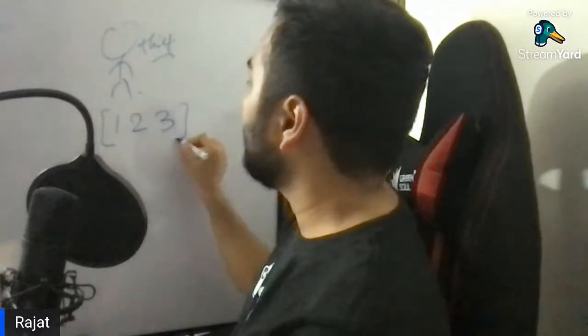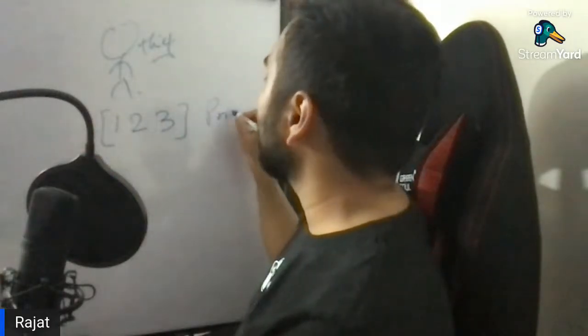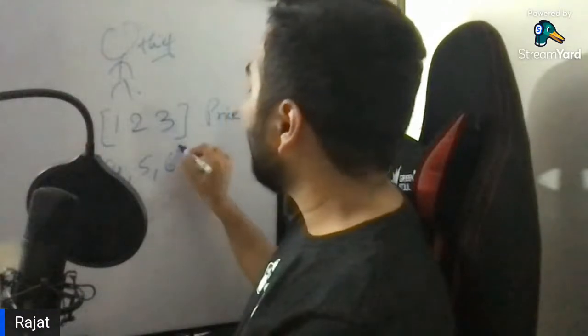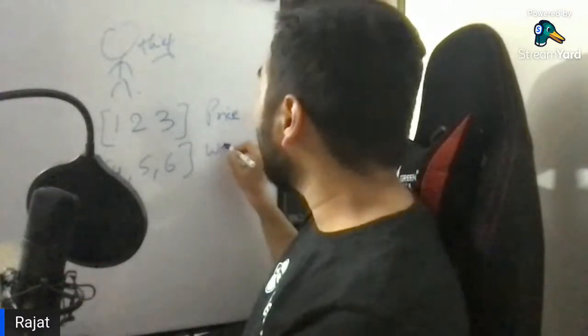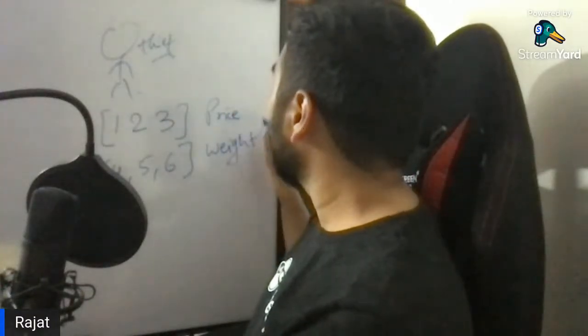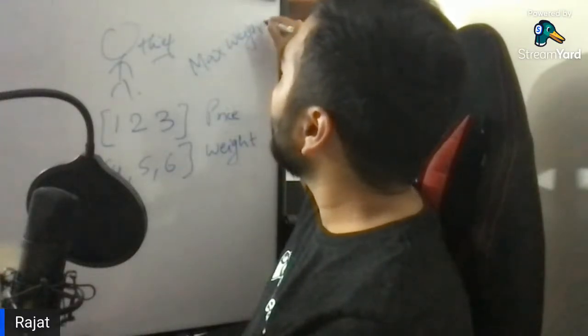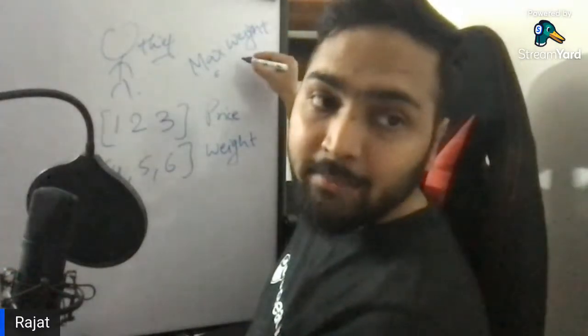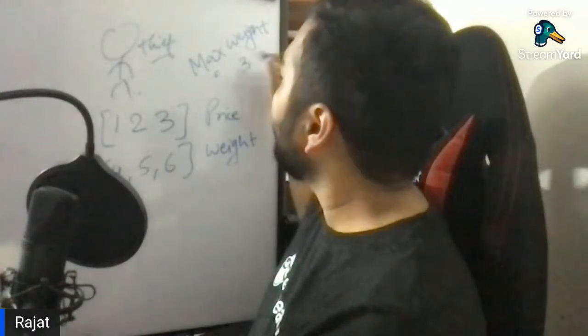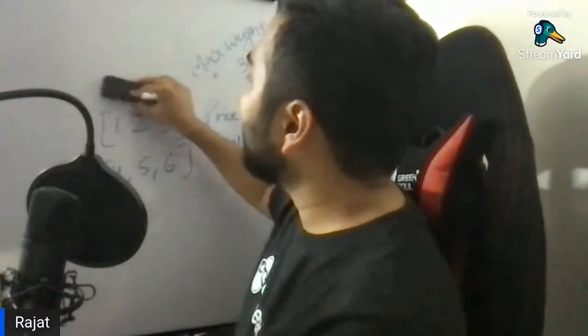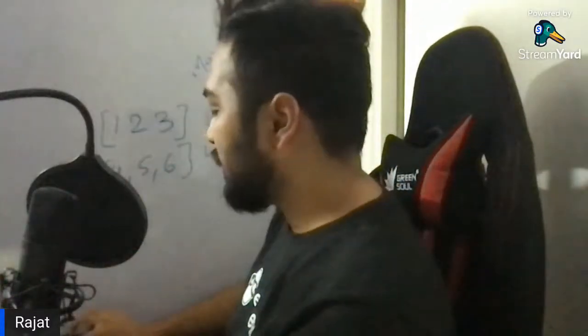Yes, sir, it's visible. So this is the price array. This is the weight array. Maximum weight that can be stored in that knapsack is 3. This is the value that we have right now. So let us construct the tree out of it. Let's construct the recursion tree out of it.